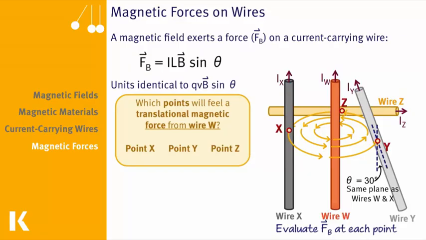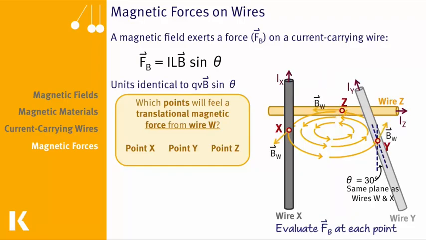At point X, it is coming out of the screen. At point Y, it's going into the screen. And at point Z, it is moving to the left in the screen. So at point X, along wire X, we have the current moving upward and the magnetic field out of the page. Since these are perpendicular to each other, there will be a force. And as we use the right hand rule, we can find that that force will be to the right.